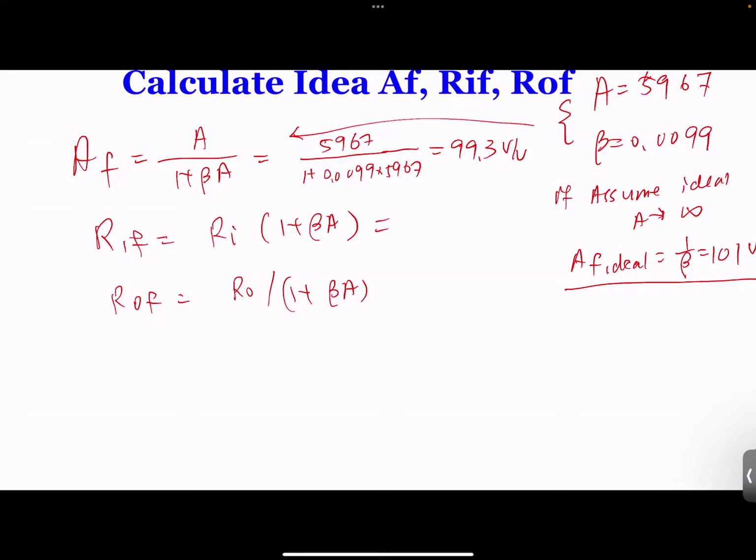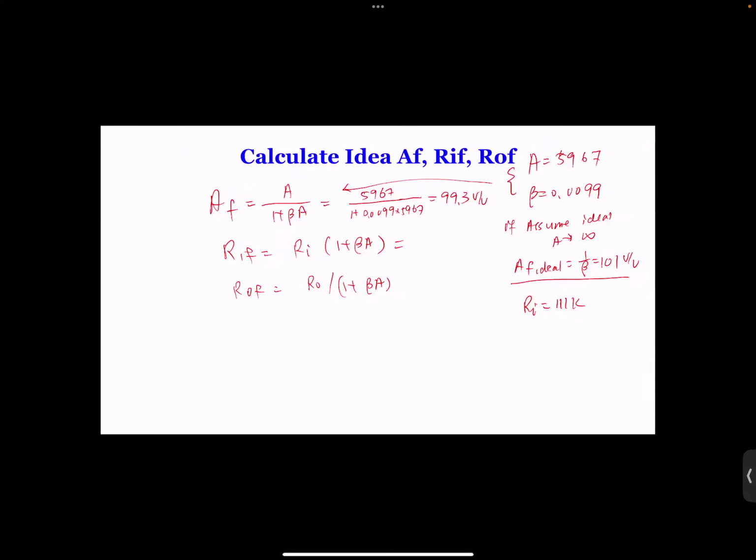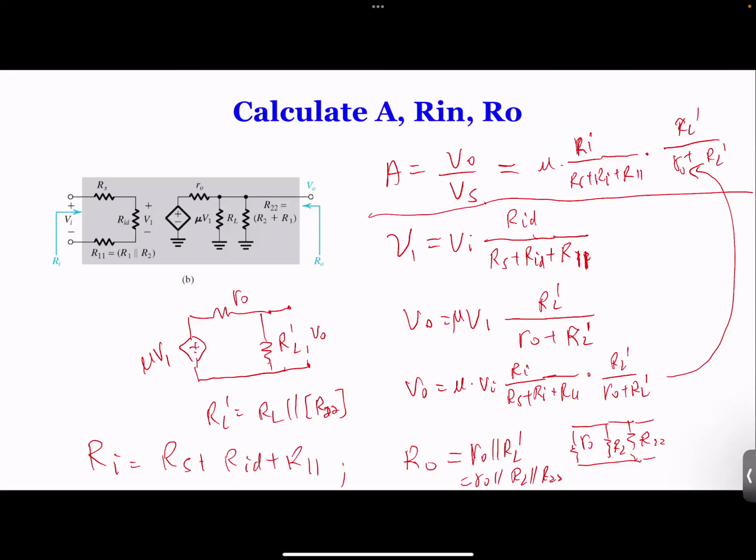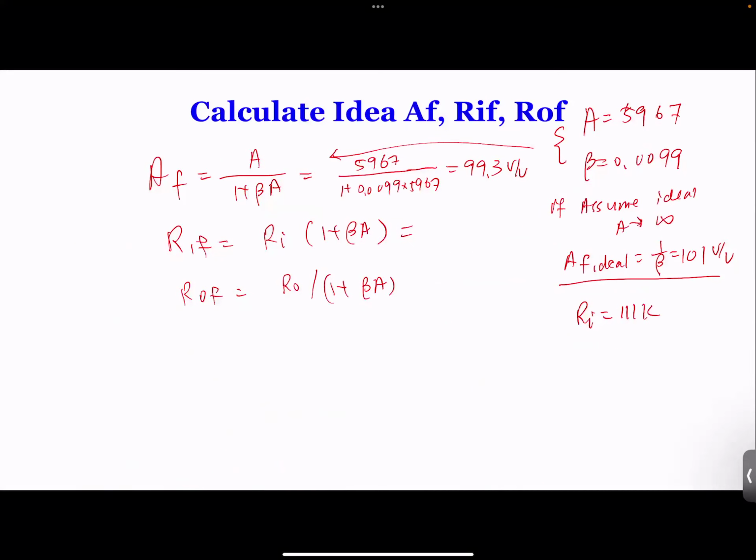So for ROF, because Ri was calculated to be 111K, that's what we get from this equation over here. And then we also have RO calculated, which is equal to, yeah, I forgot to write a number. So we have a value for RO as well, which is in the kilo ohm range.